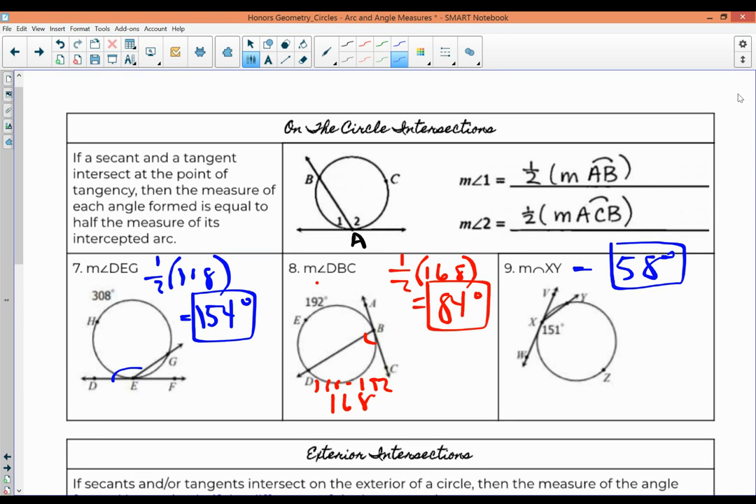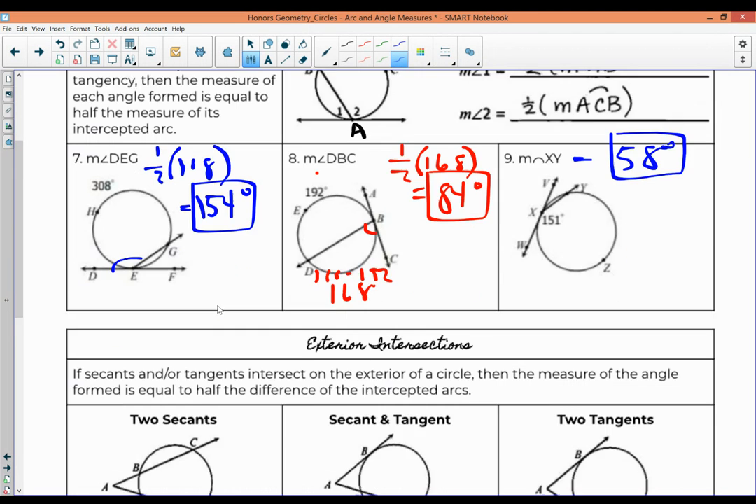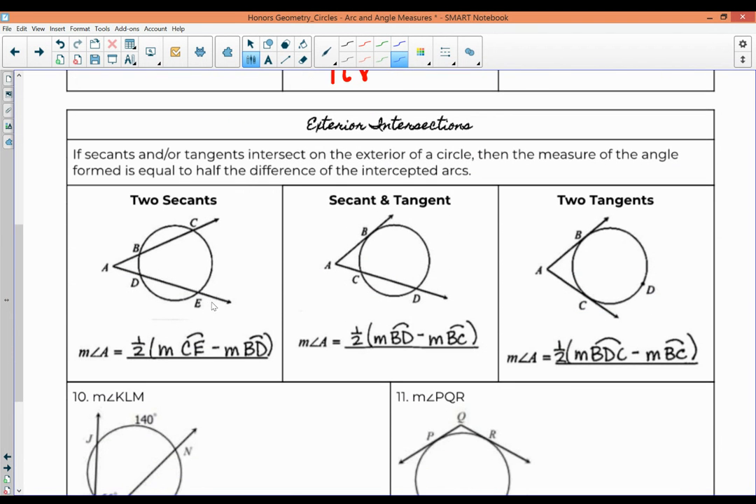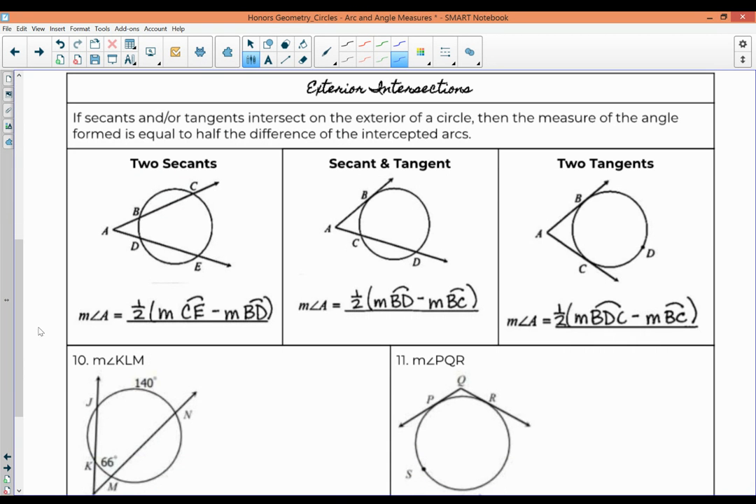All right, so we did interior intersections and on the circle intersections, and now we have exterior intersections. So if we have secants and or tangents, see the options here. If they intersect on the exterior of a circle, then the measure of the angle formed is equal to half the difference, so we're subtracting now, of the intercepted arcs. So you're doing half of the bigger arc minus the smaller arc, or the farther arc minus the closer arc. And that's true with all of these.